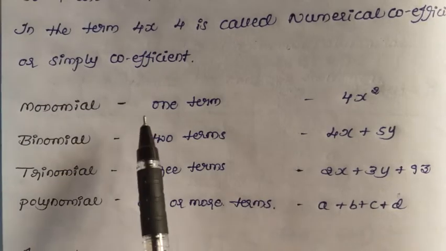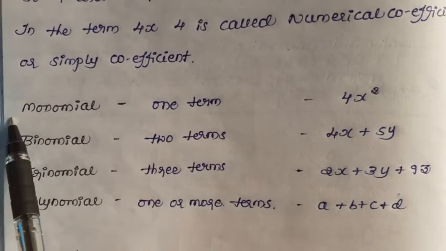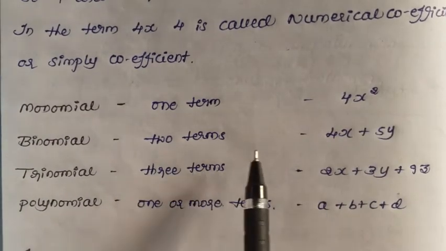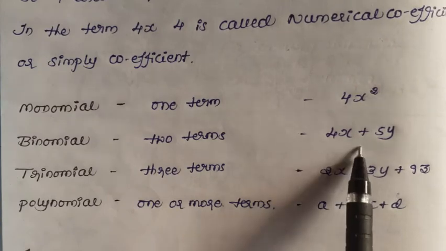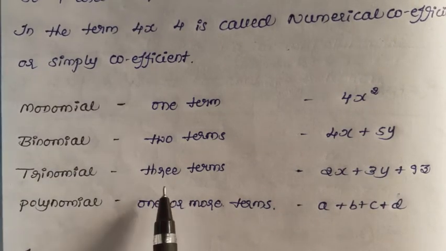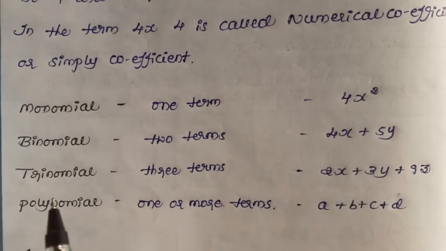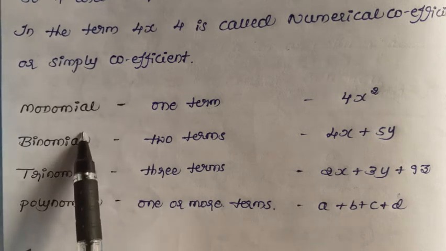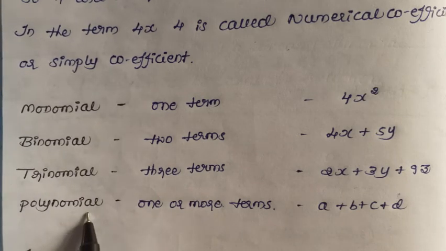Then if it has only one term, it is called a monomial, for example, 4x square. If the expression has two terms, like 4x plus 5y, then we call it a binomial. And if it has three terms, then it is called a trinomial. If it has more than one term, it is called a polynomial. We can also call all these polynomials.